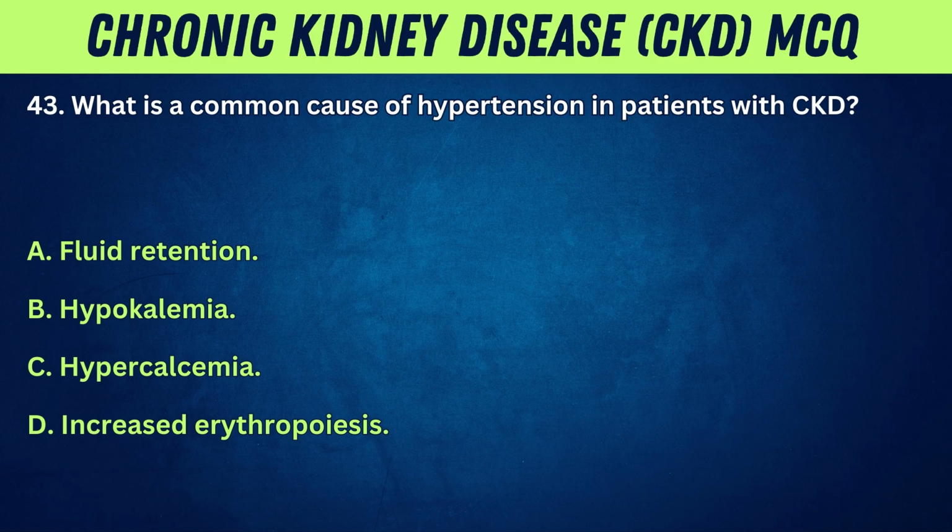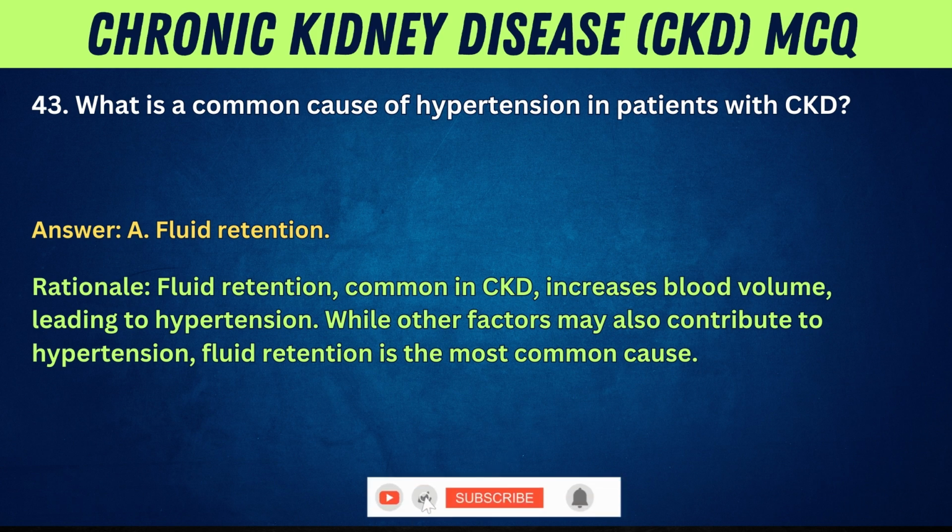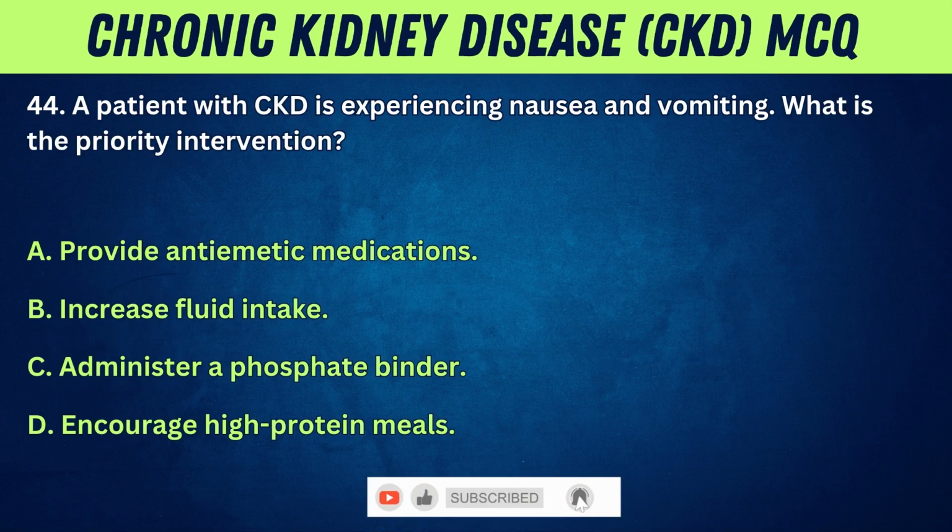43. What is a common cause of hypertension in patients with CKD? A. Fluid retention. B. Hypokalemia. C. Hypercalcemia. D. Increased erythropoiesis. Answer: A. Fluid retention. Rationale: fluid retention, common in CKD, increases blood volume, leading to hypertension. While other factors may also contribute to hypertension, fluid retention is the most common cause.